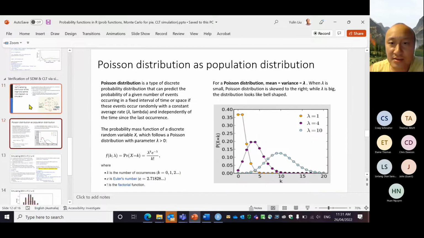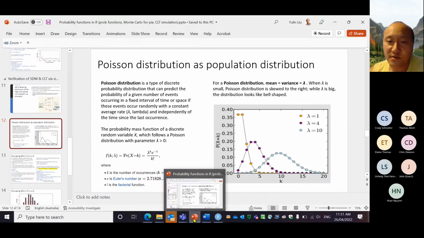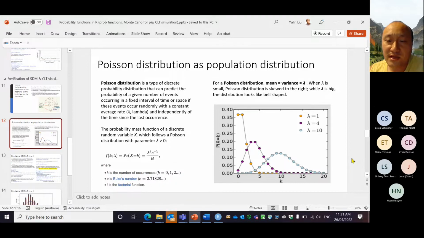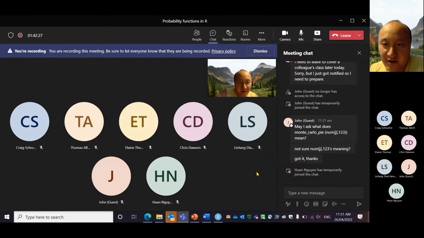So let's verify, I just want to verify the central limit theorem. The central limit theorem is derived mathematically, analytically, using formulas. We don't have time to show that, it's a bit complicated, but we can computationally verify it. We're not going to prove it mathematically, we're just going to see it.